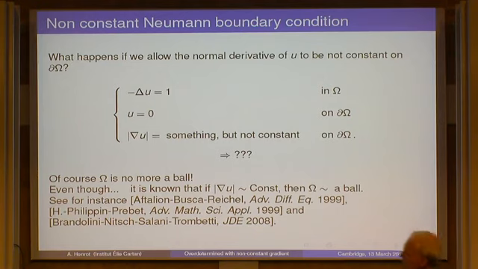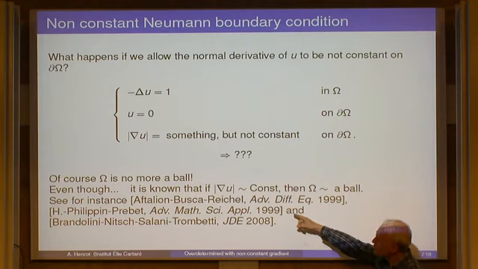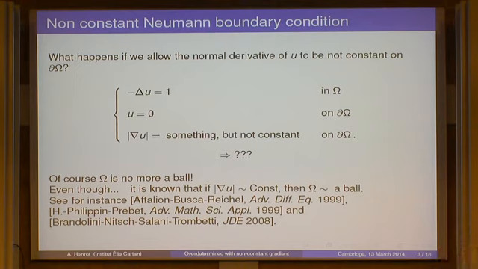The first one I know is the one by Amandine Aftalion, Jérôme Busca, and Wolfgang Reichel, who gives exactly a measure of the distance between the domain and the ball in a regular context. I wrote a similar paper, but it was in the case of a ring with Philippin and Prévert, and there is a more recent work by Brandolini, Nitsch, Salani, and Trombetti, also about the same topic. And at the end of my talk, I will give another theorem in that direction, namely the stability of the Serrin problem. It will be my concluding theorem.